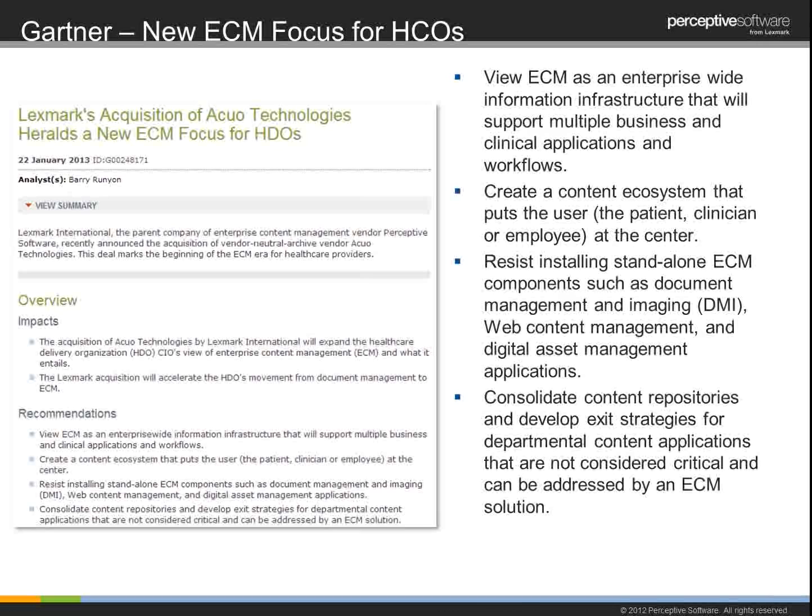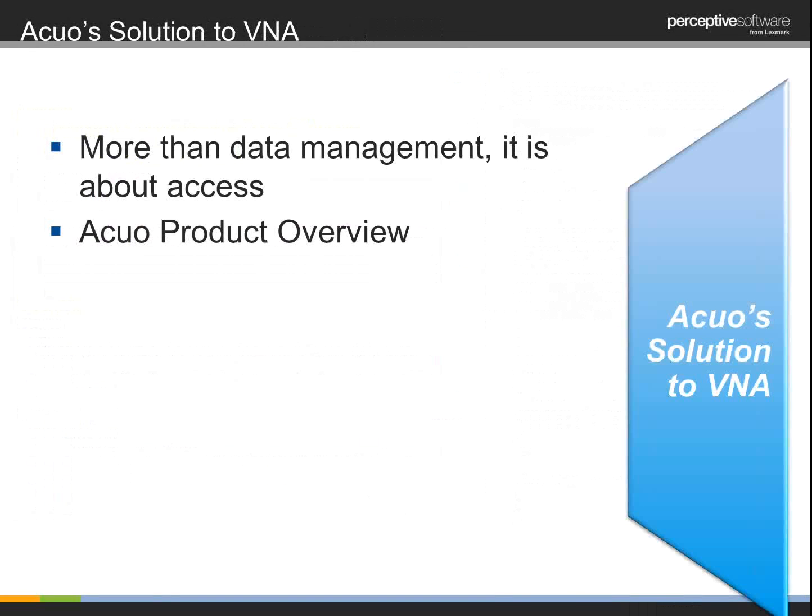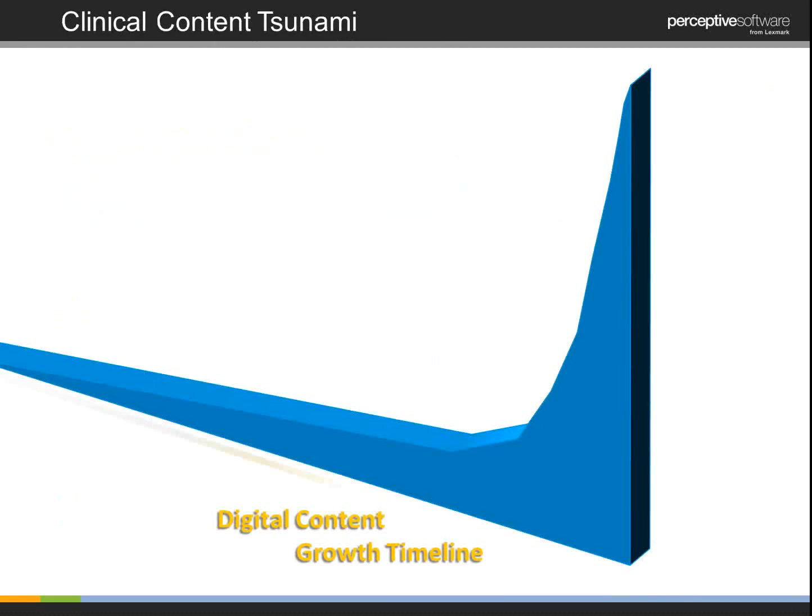Resist installing standalone systems. Start to think about ECM and VNA together. And if you're going through a new acquisition, actually look at them as more of a combined strategy. Finally, by consolidating these repositories and developing exit strategies for applications that manage content on their own. So let's move a little bit into what the Acuo solution looks like.